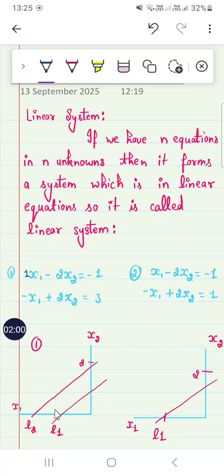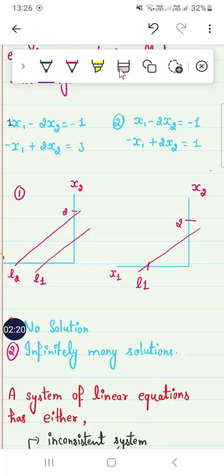These are linear equations. The first one is L1. Let it be this equation, right? The representation of this equation is L1, and the second one is L2. When we solve the first system, it gives parallel lines, right? Now for this second linear system, after solving the first equation and second equation, it gives overlap, they overlap each other, right?